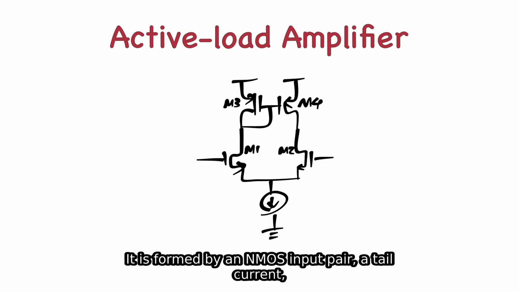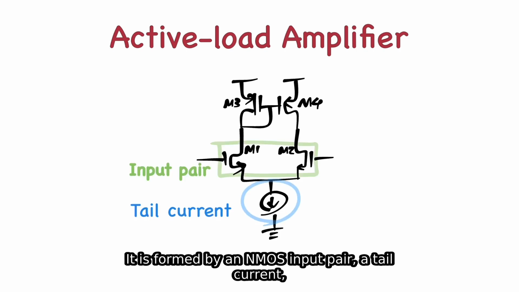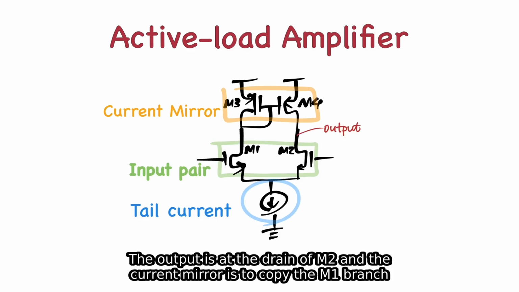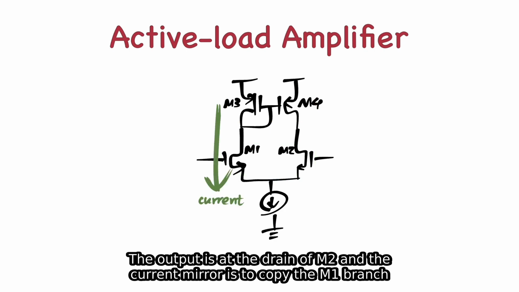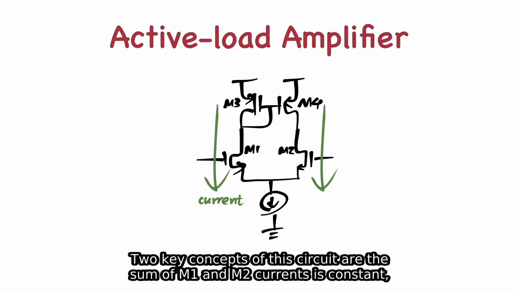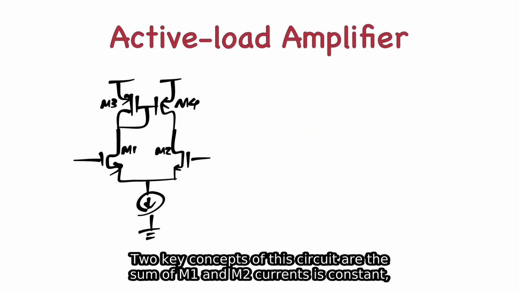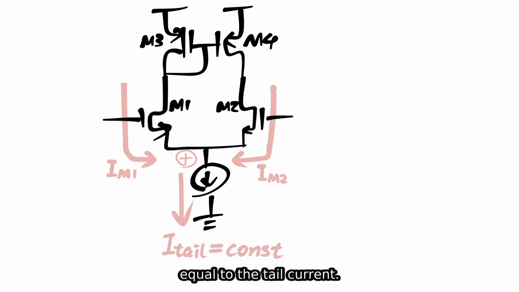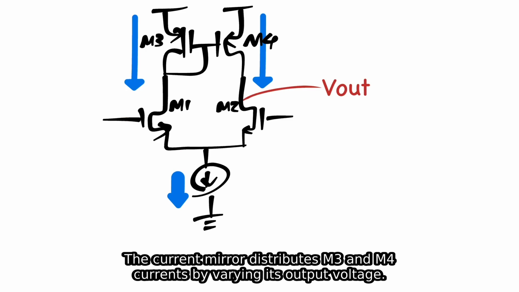It is formed by an NMOS input pair, a tail current, and a current mirror. The output is at the drain of M2, and the current mirror is to copy the M1 branch current to the M2 branch. Two key concepts of this circuit are: the sum of M1 and M2 currents is constant, equal to the tail current. The current mirror distributes M3 and M4 currents by varying its output voltage.